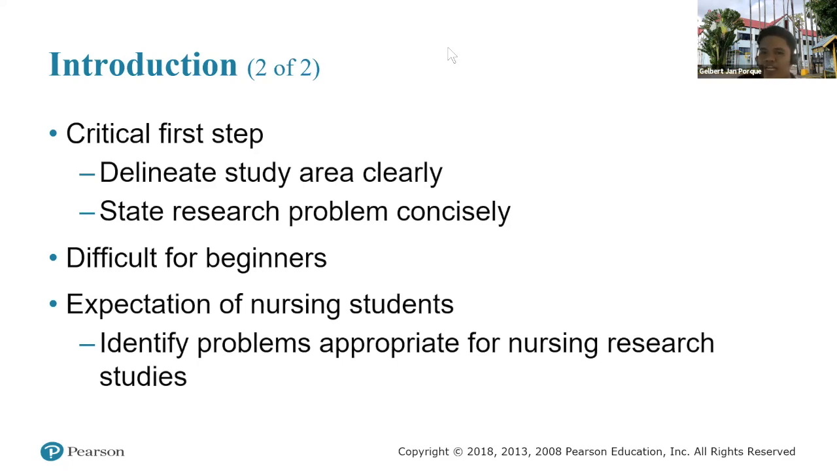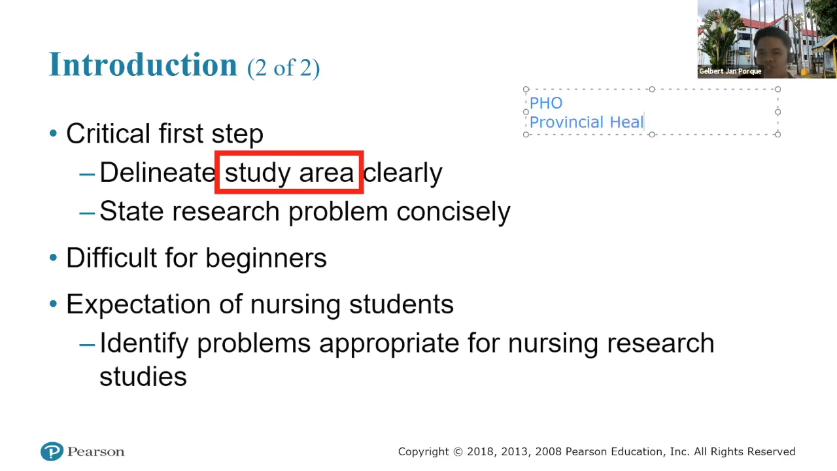For the study area class, one particular example that I usually give is, if I have students conducting research, I would usually ask you to go to the PHO. For example, given that there is no pandemic right now, I would advise my student to go to the provincial health office. And then I would ask my student to get statistics from the provincial health office, if not, from the city health office.